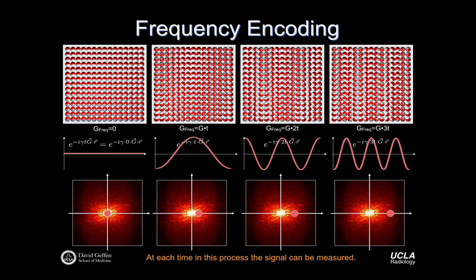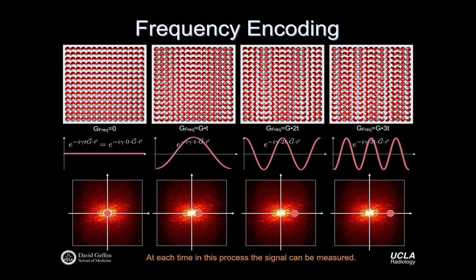In this case, the frequency encoding gradient is printing a pattern from left to right. There's no pattern going up and down, right? Every column is the same. When I turn on a phase encoding gradient, now I can actually change the pattern in the up-down direction as well. I'm not showing that here. I'll show you an example later, and it gets a little complicated to look at.